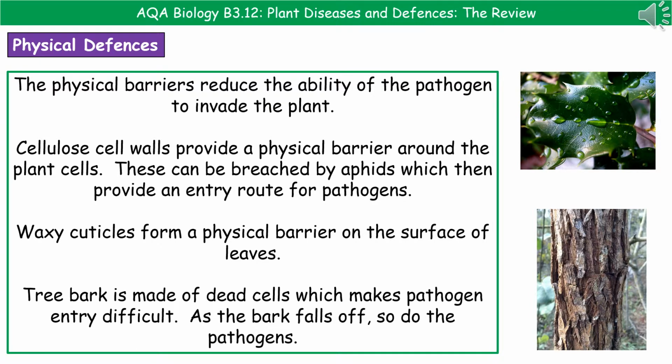Second one are the waxy cuticles that form that protective barrier across the surface of the leaves. And the third one is the bark on trees. So the bark itself is made of dead cells, which makes it quite tricky for the pathogen to actually get through dead cells to the living bits underneath. And the bark will also flake off, and as the bark falls off, so do any pathogens that are on it.